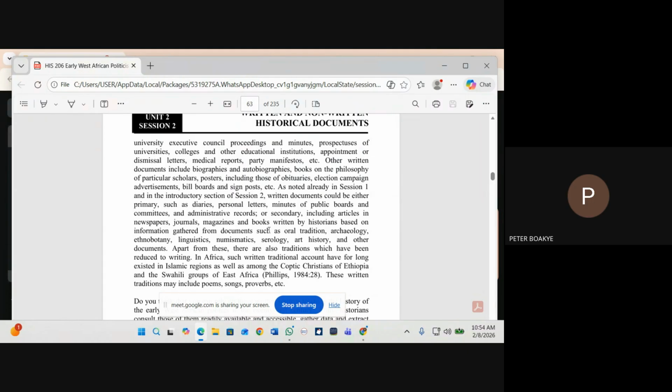Other written documents include biographies and autobiographies. We write books on the philosophy of particular scholars, posters, including those of obituaries, election campaigns, advertisements, billboards. All these are written.